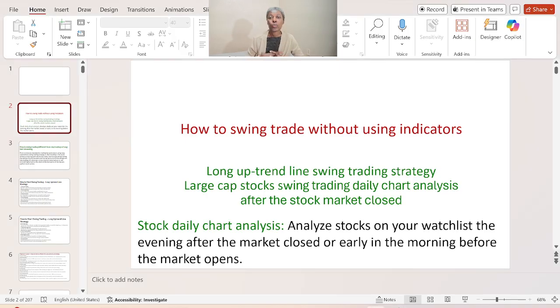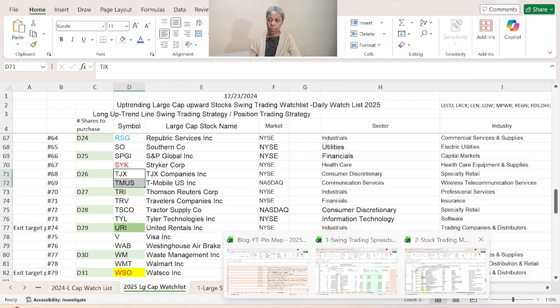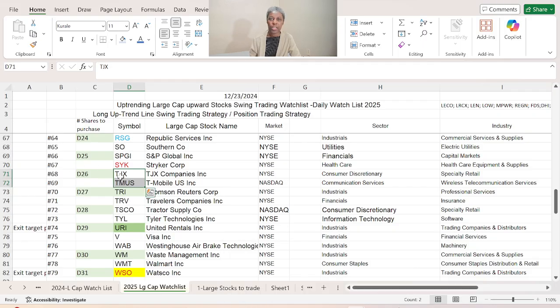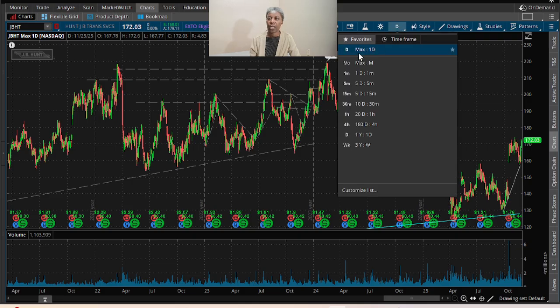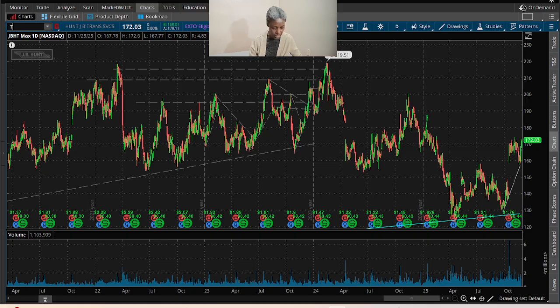Hello, how to swing trade without indicator. Let's take two stocks from our watch list to illustrate that. So the first one is going to be TJX. You'll use a platform like Think or Swim, and you'll open maximum daily chart, TJX.